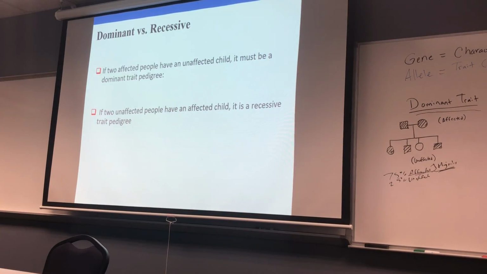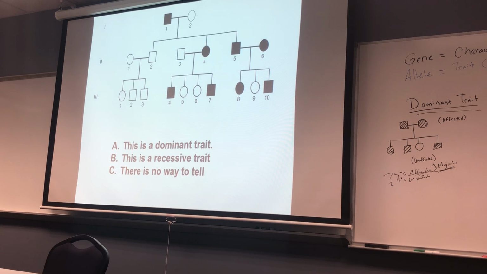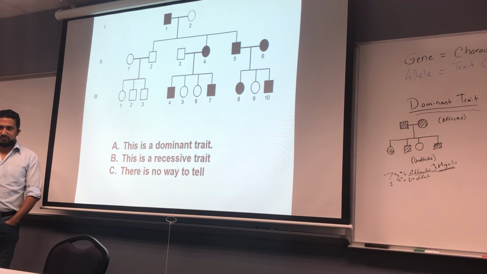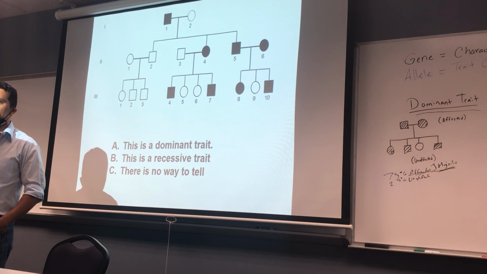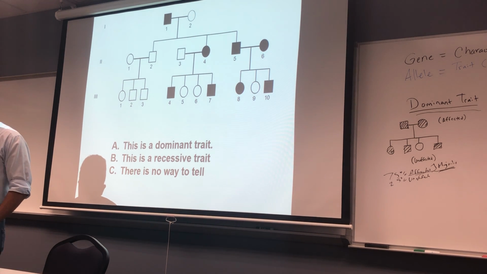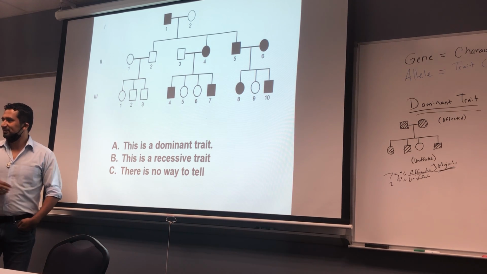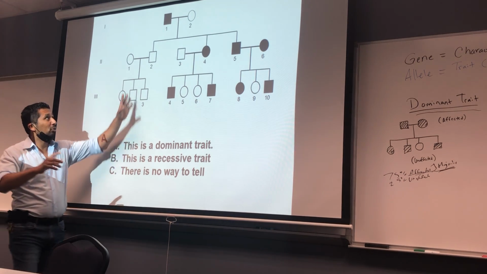Alright, so let's just recap, right? If you have 2 affected people that have an affected child, then you know there's a dominant, right? And if you have 2 unaffected people and have an affected child, then you know there's a recessive. Right? So what about this one? Is it a dominant trait or recessive trait? A, B, or C? Recessive. Raise your hand for dominant. Raise your hand for recessive. Explain why recessive. Because the majority is showing unaffected. You're looking at the whole thing, right?